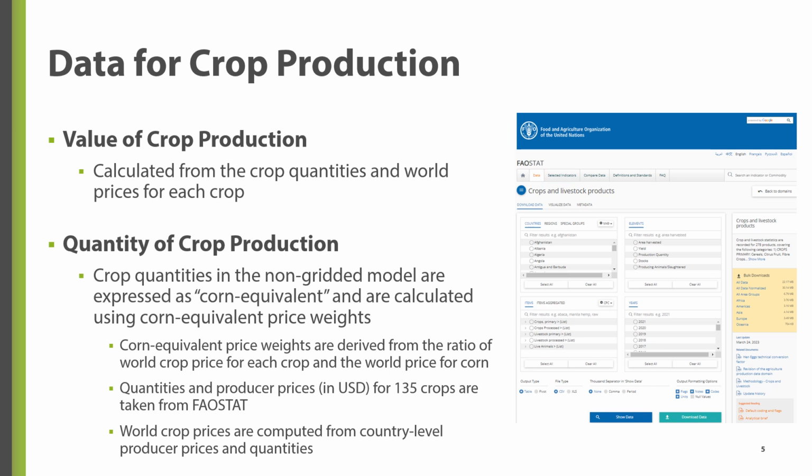In most versions of SimpleG, crop quantities are expressed in terms of corn equivalent tons. To convert production quantities for each crop to corn equivalent quantities, crop production is multiplied by the ratio of the global average price for an individual crop type and the global corn price. This ratio is the corn equivalent price weight, and is used to take account of the economic value of each crop, relative to the economic value of corn.